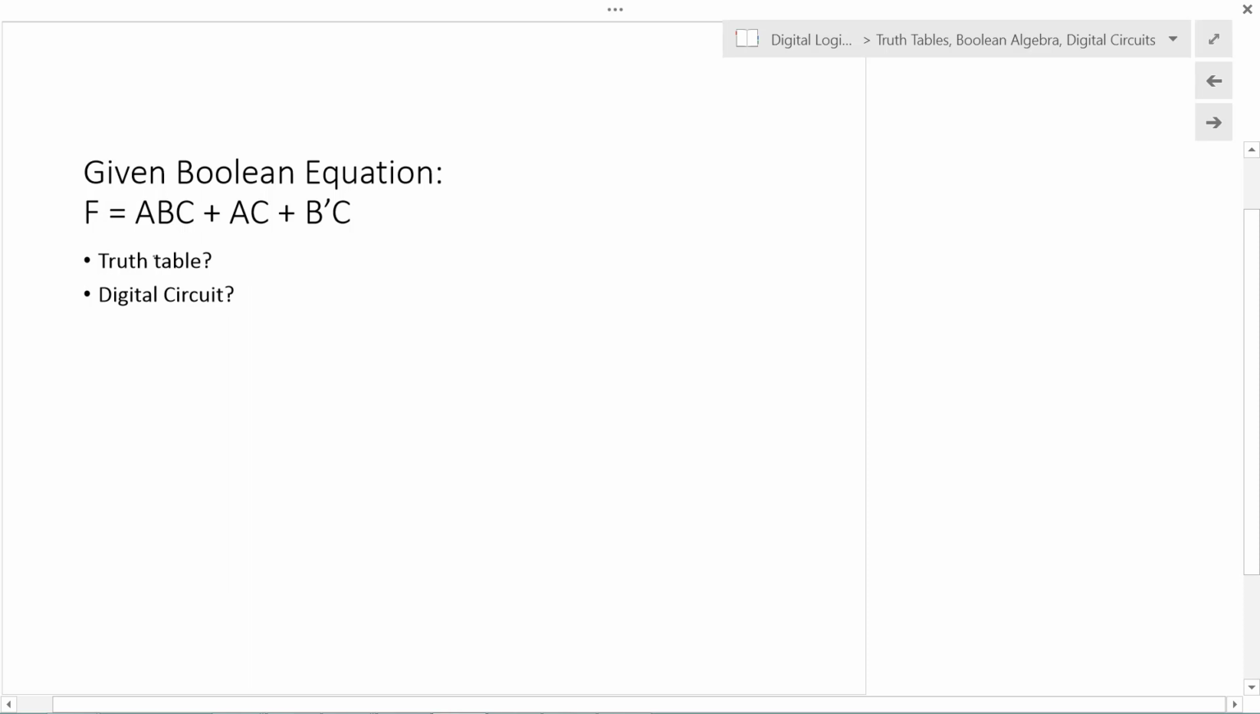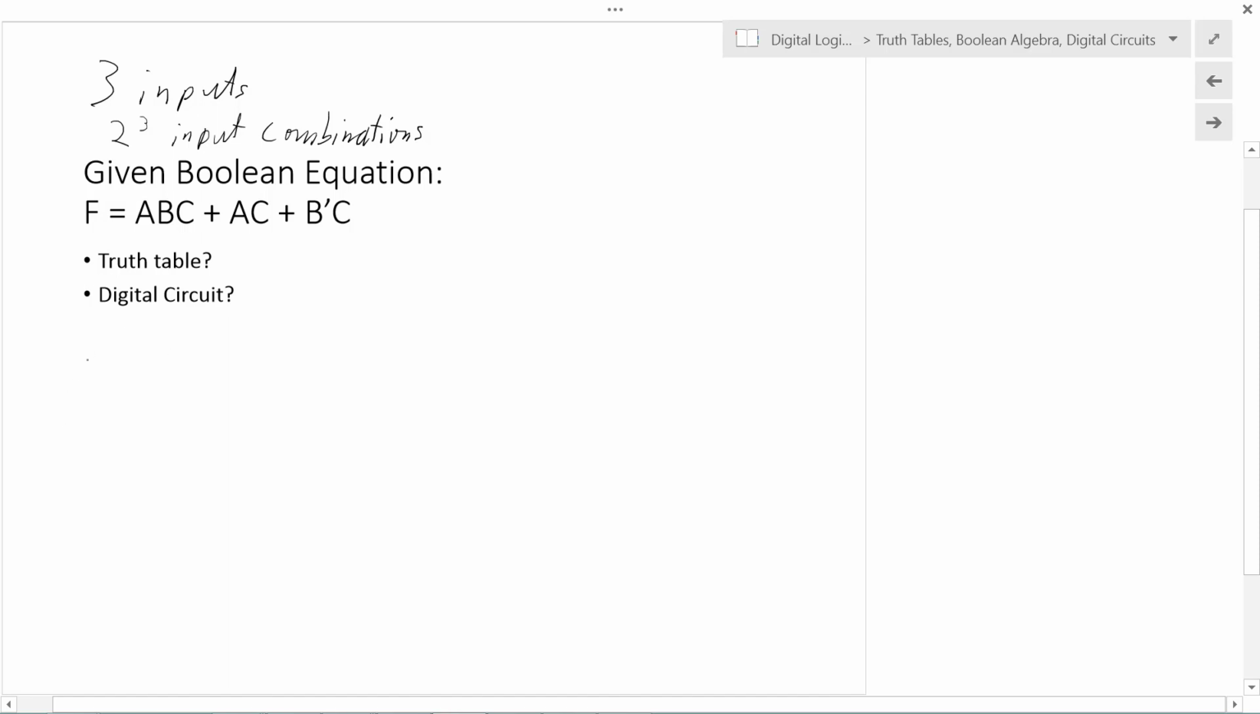How many input variables do we have? 3, a, b, and c. So we have a total of 8 possible input combinations, or 2 to the power of 3 possible input combinations. So 3 inputs, 2 to the power of 3 input combinations. So what is the truth table?